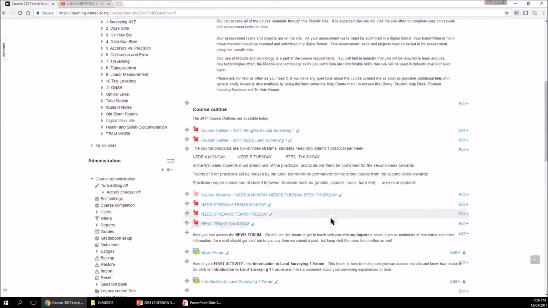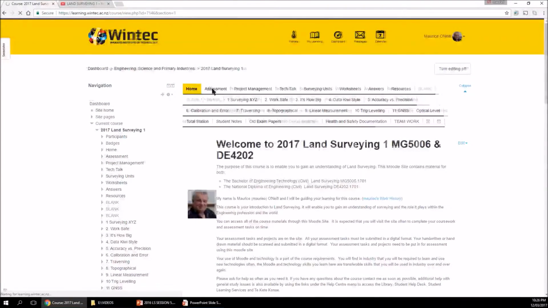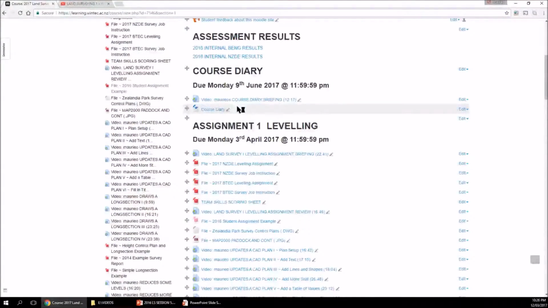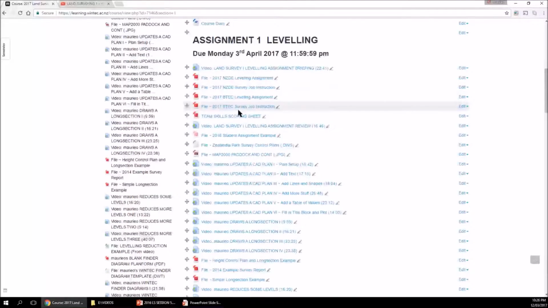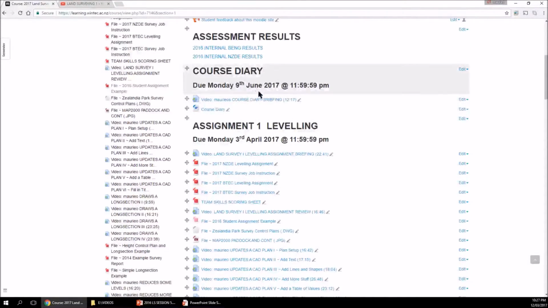Okay, so this one here is hidden, so these are the three that you will see. So that's the front page there. The assessment tab is recent. However, you will find that the assignment is due on Monday the 3rd of April, and I've talked about the diary in that. And then coming up, of course, we will have the traversing assignment, and also we have a levelling test coming up soon as well.